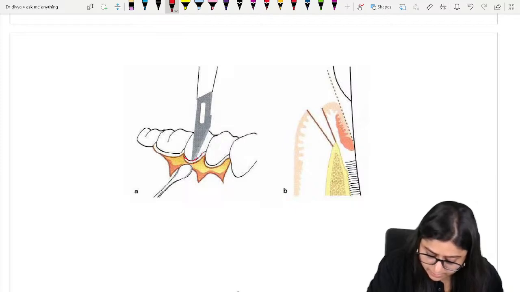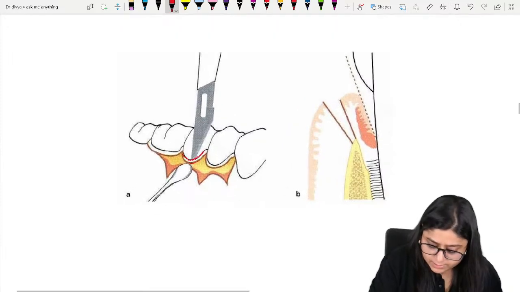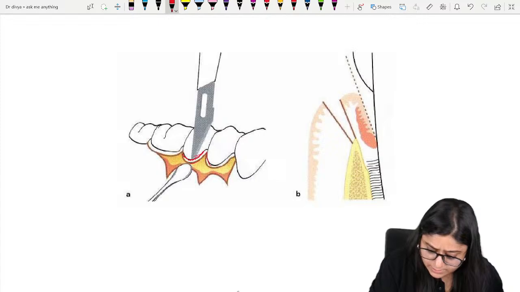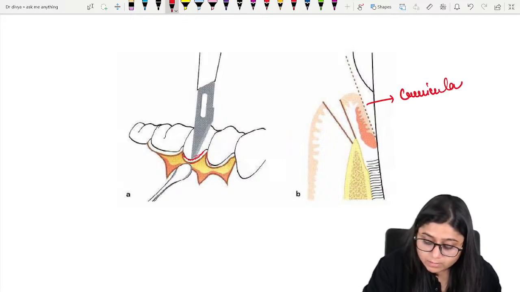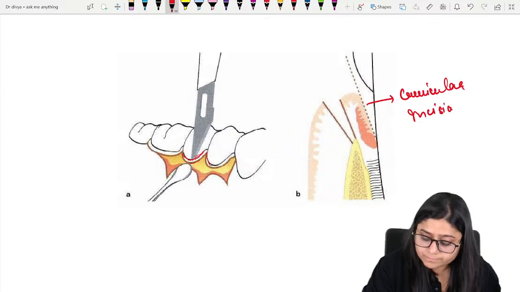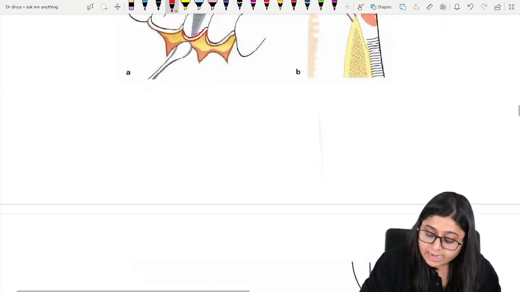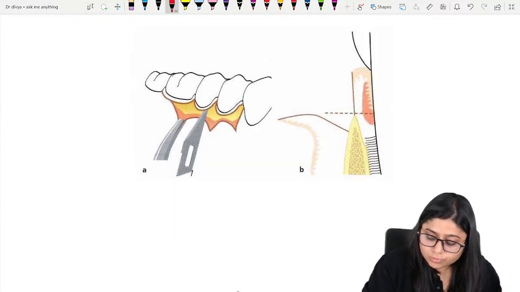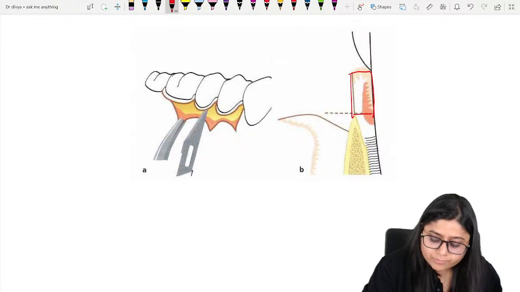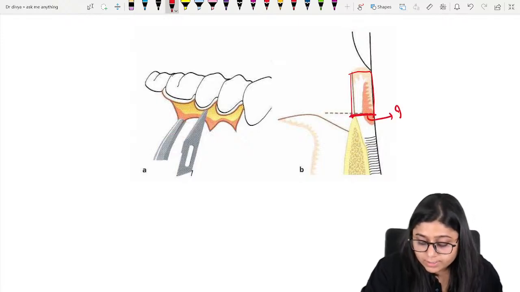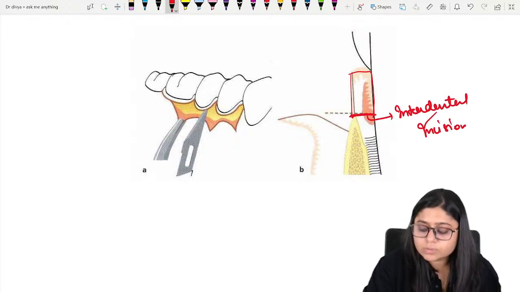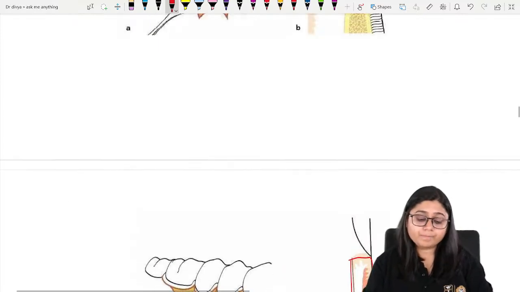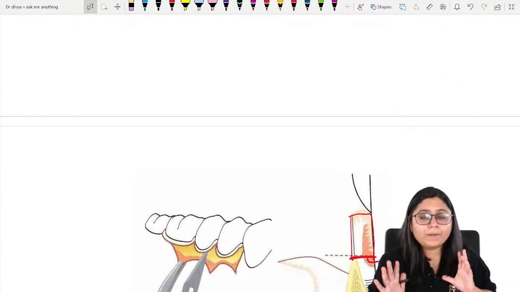This is the internal bevel incision and this is the crevicular incision. The blade you can see is inside the sulcus. You cannot see the tip. It is inside the sulcus. So this is the crevicular incision like this. And lastly, this whole tissue, this inflamed tissue, is removed with the help of interdental incision. This is what is there in the modified Widman flap and the Widman flap. Okay, I hope it is clear.